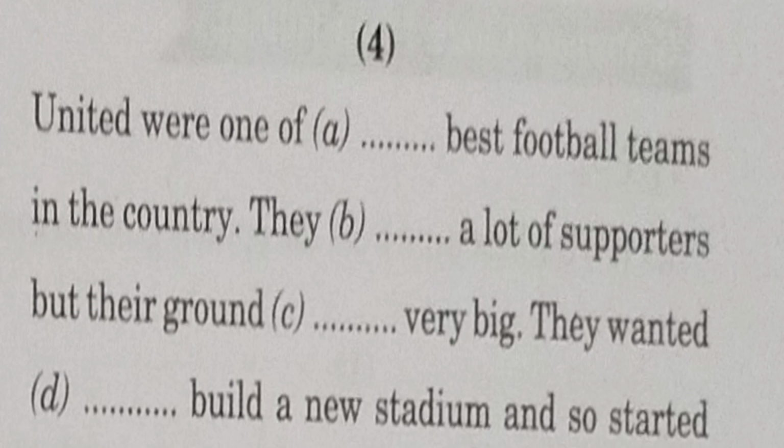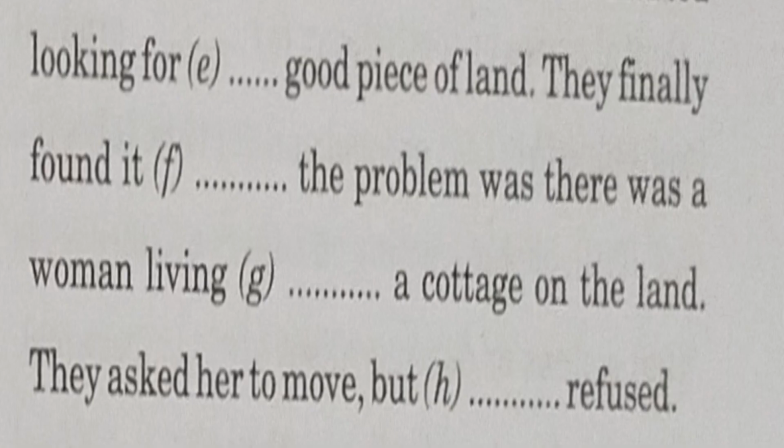Fourth, which is of Type 2. United was one of the best football teams in the country. They had a lot of supporters, but their ground was very big. They wanted to build a new stadium and so started looking for a good piece of land. They finally found it, but the problem was there was a woman living in a cottage on the land. They asked her to move, but she refused.